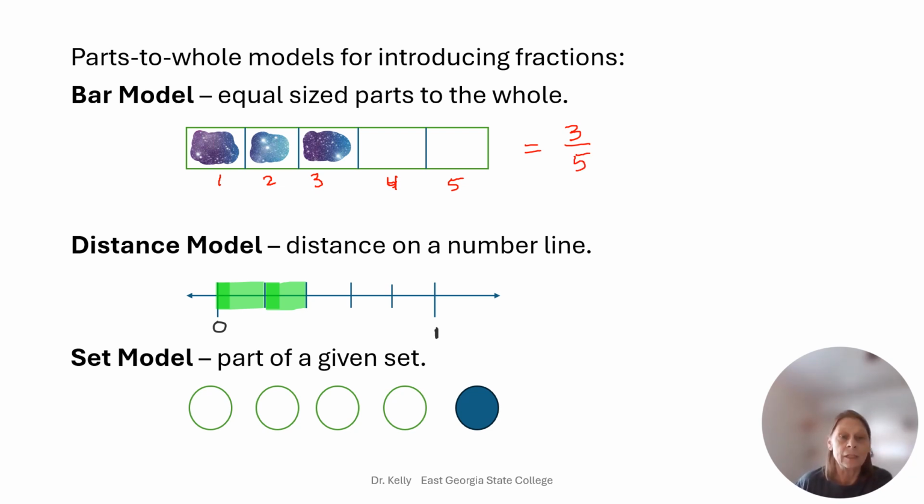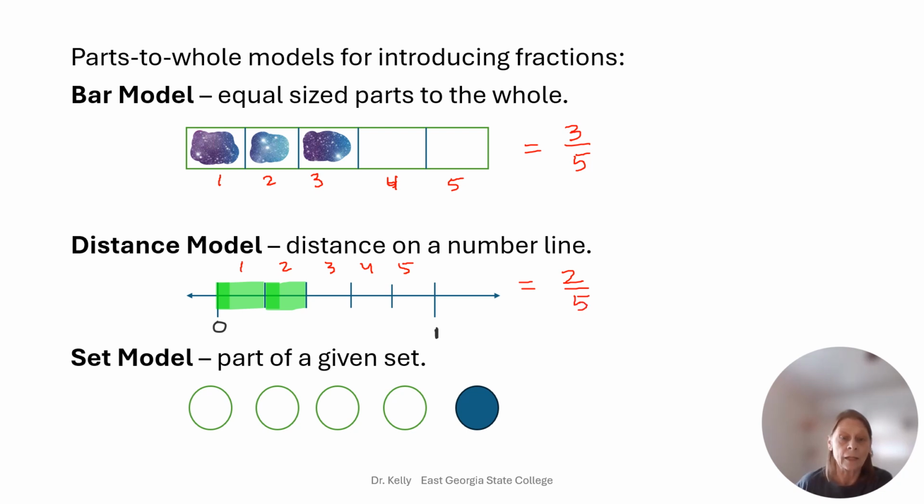Here we have the distance model, where we're using a number line. You can see where I have from 0 to 1, and then I have broken it into 5 sections here, and we have 1, 2, 3, 4, 5. So this fraction here is 2/5.